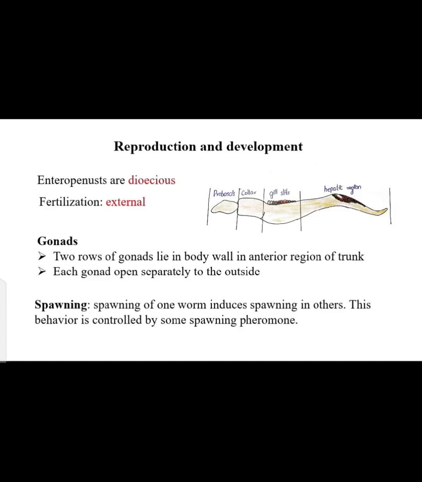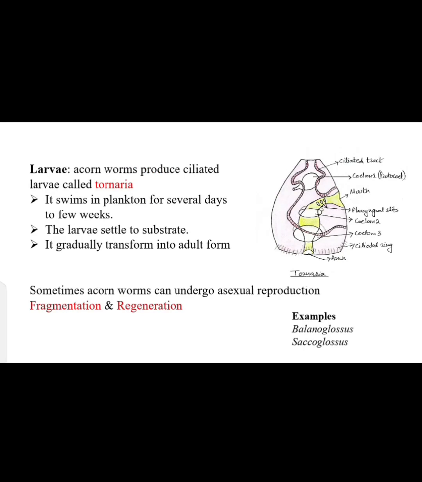Spawning of one worm induces spawning in others. This behavior is controlled by some spawning pheromone. Acorn worms produce ciliated larvae called Tornaria. It swims in plankton for several days to a few weeks. The larva then settles to the substrate and gradually transforms into an adult.